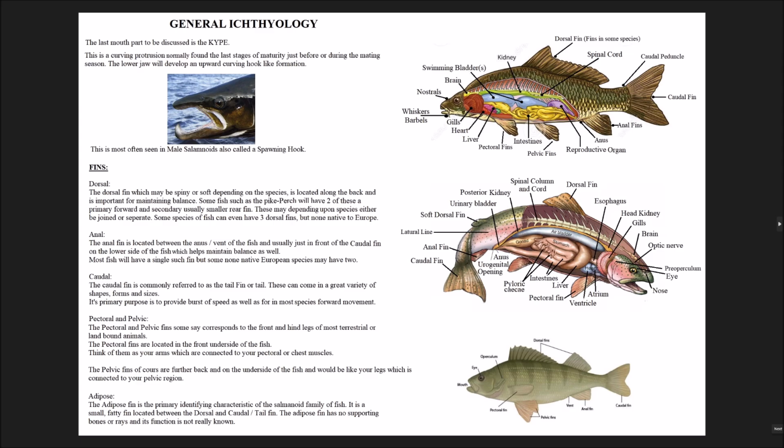These may, depending upon the species, either be joined or separate. Some species of fish can even have three dorsal fins, but none of them are native to Europe. Look at the lower one, or your top one. This is a single dorsal fin. You see it is very elongated. This one is a single dorsal fin, but much smaller. This one on the bottom is a dual dorsal fin that is separated.